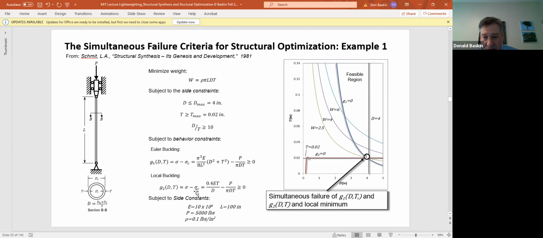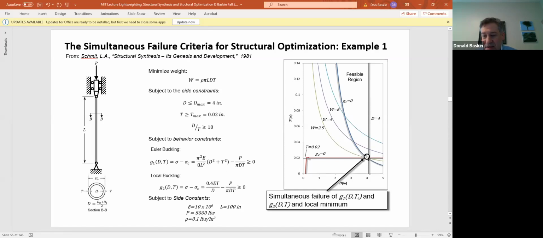And then for local buckling, you take a similar approach. The equation's given here, and that's this red line here that makes this jump and then a bump and then goes flat. You have to be above that line in order for the cross-section to be big enough that the stress is low enough that you're within your constraints.